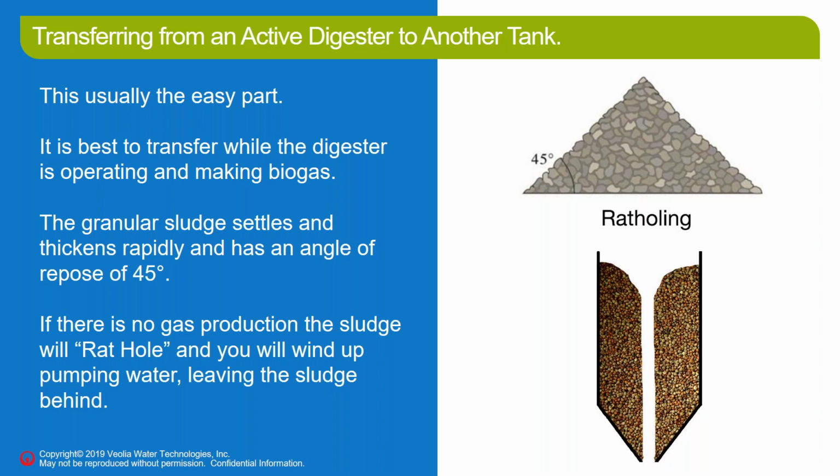If you put it in a beaker and decant off a good bit of the water and tilt the beaker over at 45 degrees, and then put it back flat, the sludge should hold that angle of 45 degrees. It also tends to rat hole. So if you're taking it out of a digester and it's not making gas, it'll rat hole, which means you'll start pulling some sludge, and then it'll just pull water, and the sludge will be left behind.